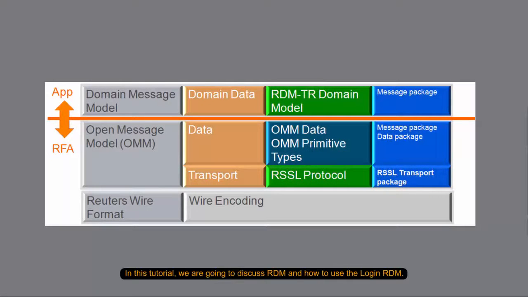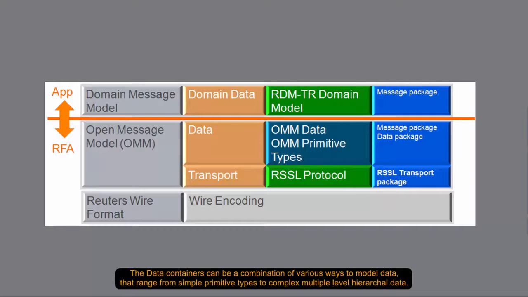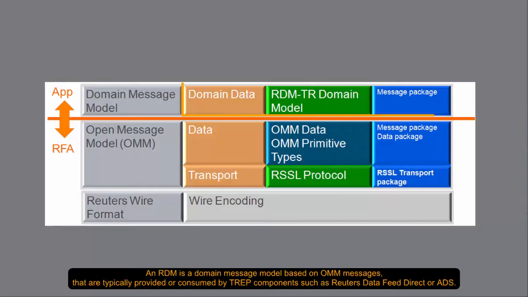In this tutorial, we're going to discuss RDM and how to use the login RDM. First, some brief information on OMM. OMM, Open Message Model, is a collection of message headers and data containers. The data containers can be a combination of various ways to model data that range from simple primitive types to complex multiple-level hierarchical data.